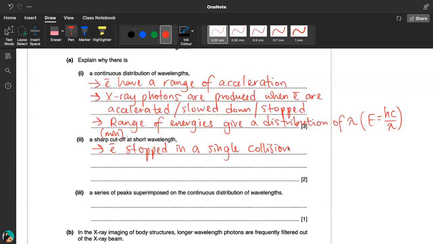After hitting the first atom, it can hit another one, so there might be multiple collisions. But this one stopped immediately, so you release the max energy, okay? And it gives all its energy to one photon.